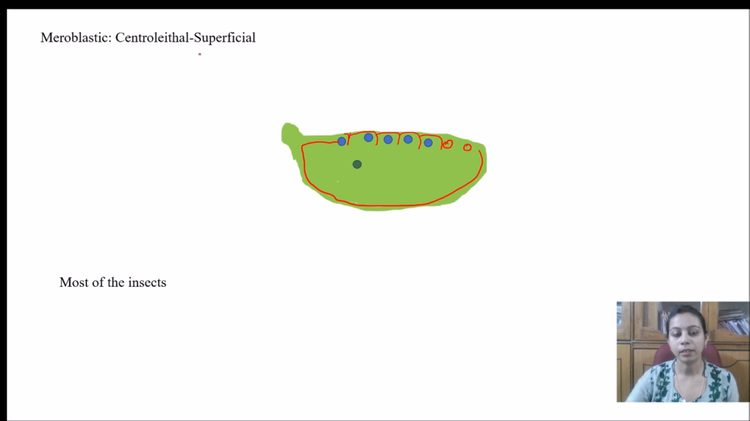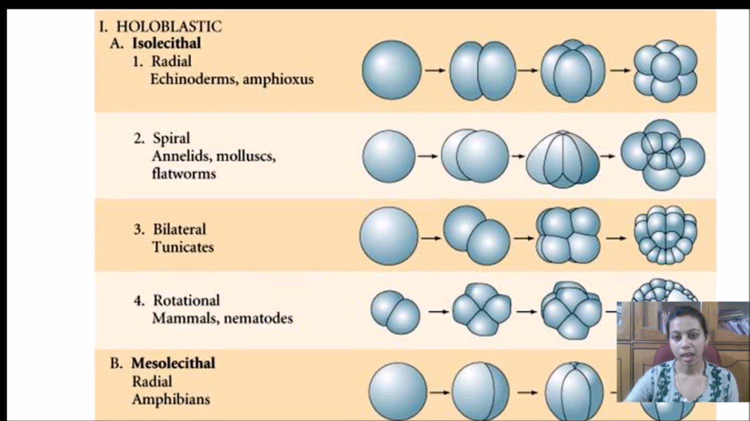This is the reason why such type of cleavage is known as superficial cleavage, and it is present mostly in insects. Now I am summarizing all types of cleavage. I have taken this diagram from Gilbert, and it is a very nice diagram to summarize all types of cleavage basically on the basis of distribution of yolk.